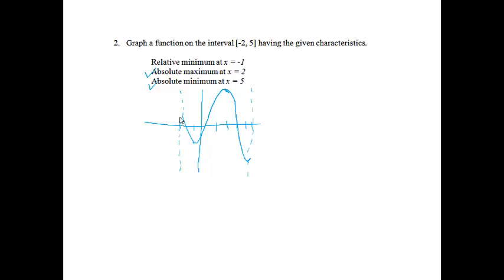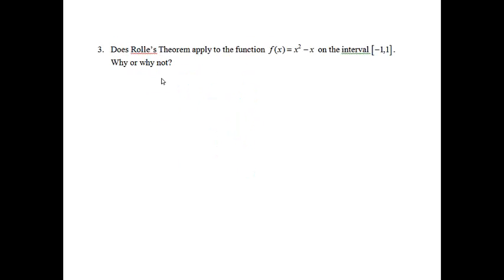That's not the only graph that you could have, but please notice that there is a relative minimum at x equals -1 because the derivative would go from negative to positive. It's not the lowest point, but it is a low point. And then I go up to an absolute max at x equals 2, and then down to my absolute min at x equals 5. Okay, problem 3.